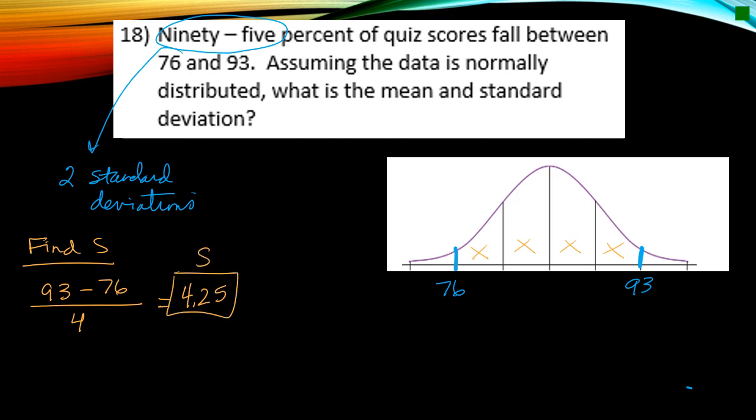That's my S. And now to find the mean, we're going to take the standard deviation and add it to 76 until we end up in the middle. So if I did plus 4.25, I would get 80.25, but I'm still not in the middle. And then if I took 80.25 and added the standard deviation again, I would get 84.5, and that is the mean because it's in the middle. So 84.5 would be the mean.